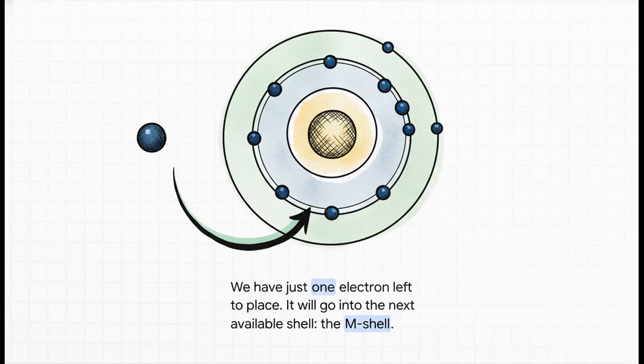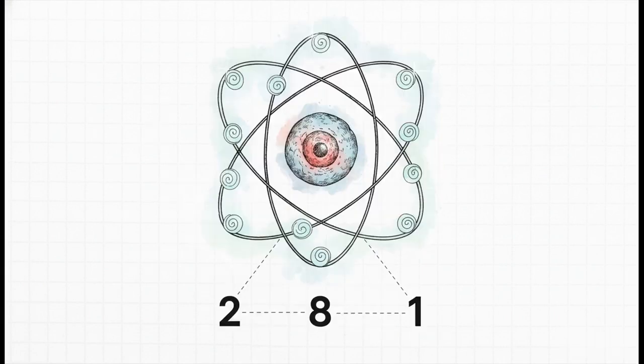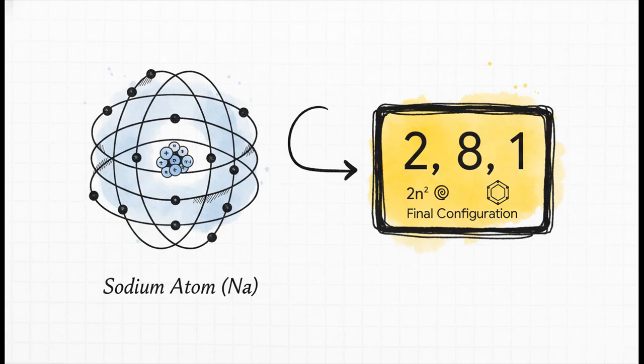Now, this final remaining electron has to go into the next available shell, which is the M shell. So we place this last electron into the M shell, and just like that, our arrangement of all 11 electrons is complete. 2 in the first shell, 8 in the second, and 1 in the third. So the final electronic configuration for sodium is 2, 8, 1. We figured this out simply by applying the rules step by step.